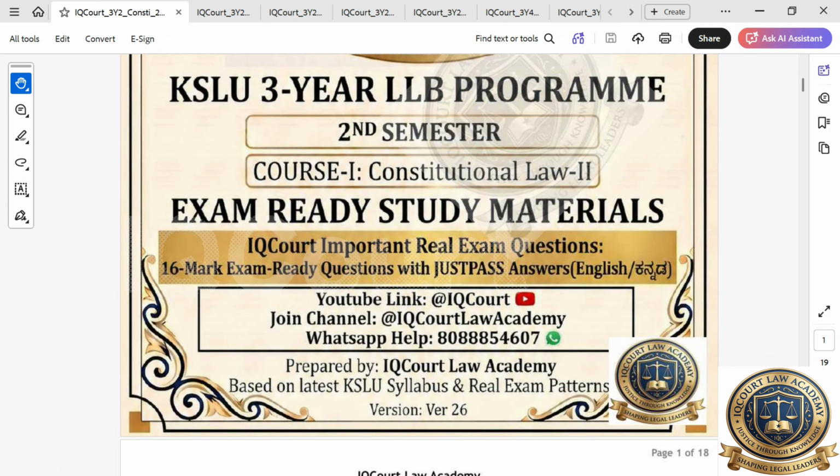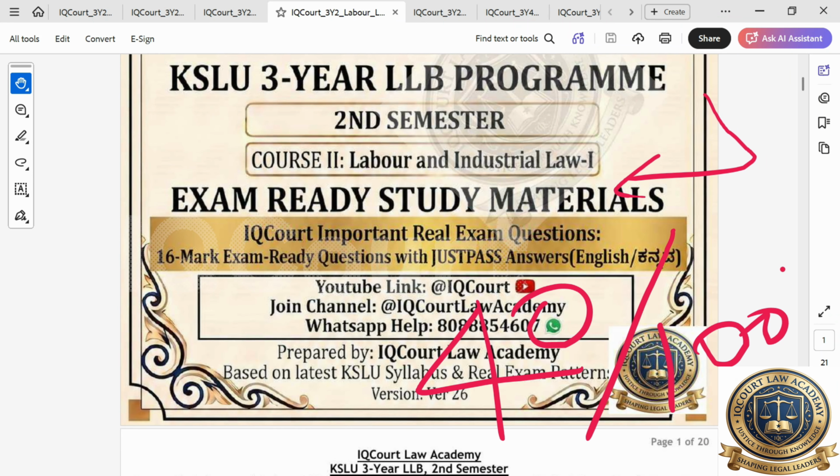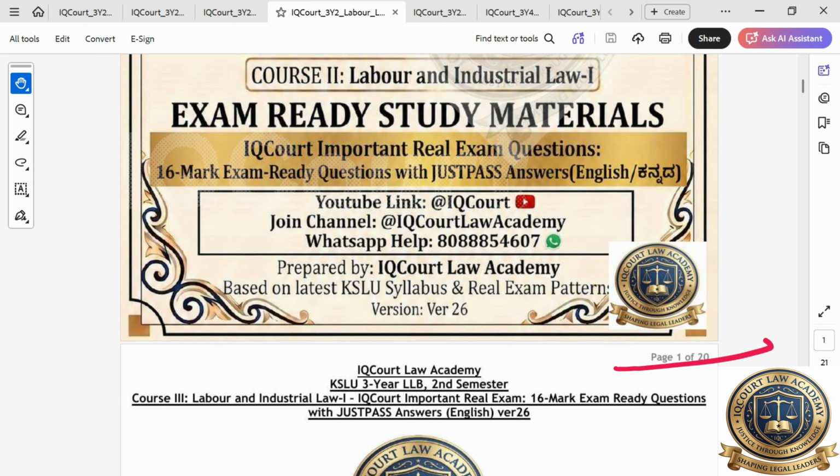JUSTPASS study materials. For students who just want to score 40 or above and just pass the exam, I've already shown you the long notes and IQCourt special notes, the blocks, case laws, one-line case laws, and last-minute revision notes and blocks. All those things I've shown you already, and now I'm showing you the JUSTPASS material. For people who don't have time to study all of them, we are providing just only 21 pages. I will show you all the questions.